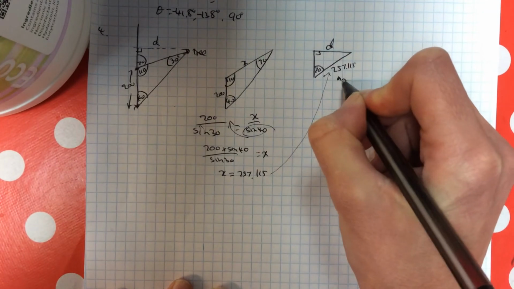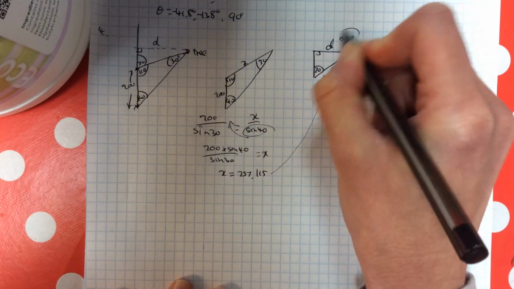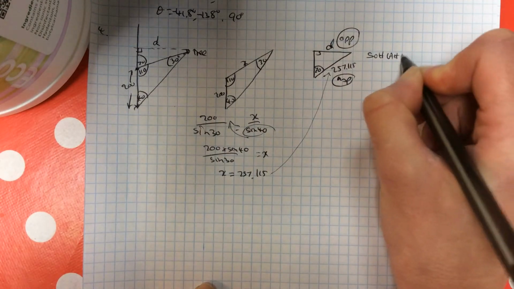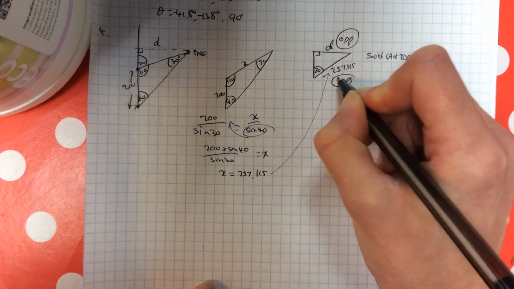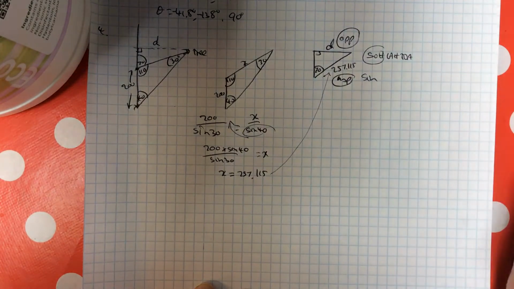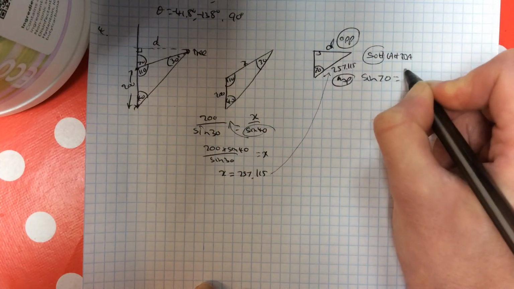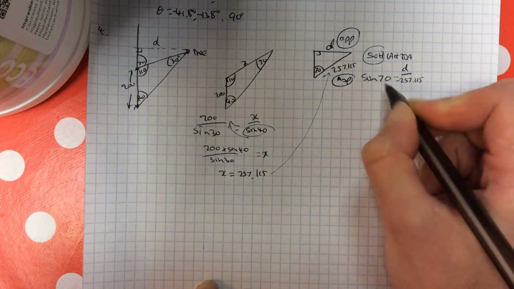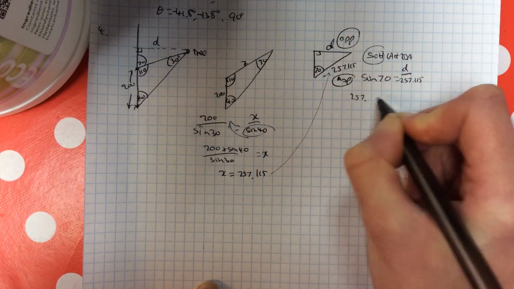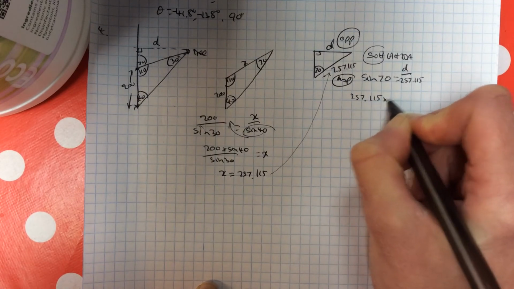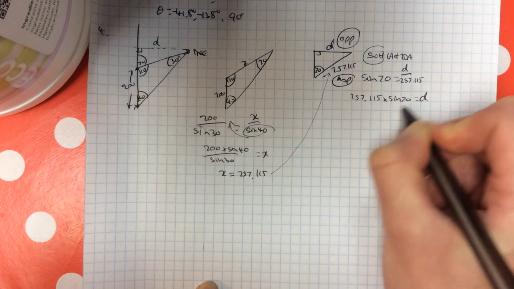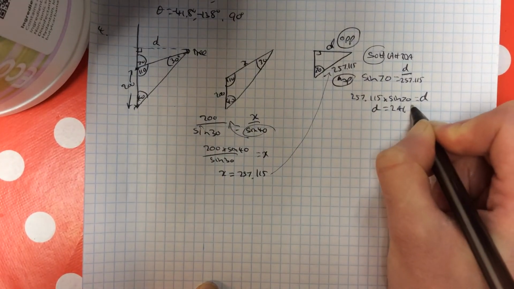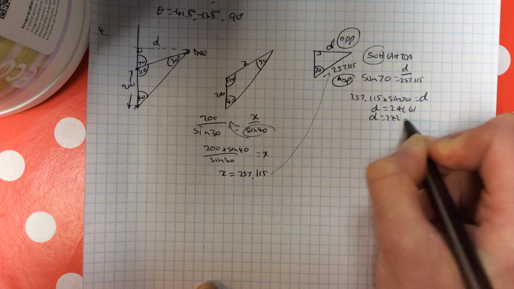So I can use SOHCAHTOA to find this distance. Opposite the right angle is the hypotenuse, opposite the angle is opposite, and the other side is adjacent. Just writing out SOHCAHTOA, you've got O and H, sine. So sine the angle is opposite over hypotenuse. Bring that to the other side and multiply. Make sure you put it behind the sine, don't put it in front, equals D. And that works out the distance to be 241.61. Again, three significant figures.